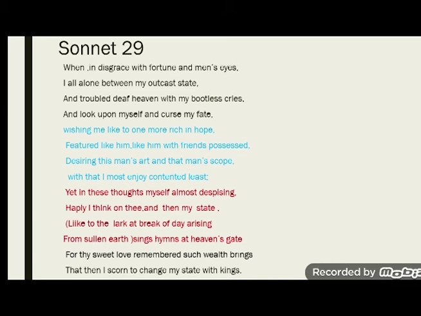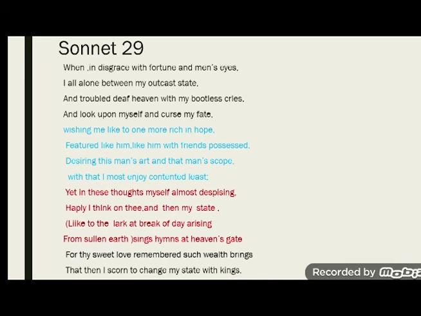It was very gloomy. I was in a very despicable situation. In such a situation, suddenly I started thinking of you, your memories. Then my condition changed all of a sudden. "Like to the lark at break of day arising, from sullen earth sings hymns at heaven's gate." Suddenly, your memory came like magic. It started making wonders. Like the lark, my mind became like a lark, the singing bird, the bird that sings at the early morning. My mind became like the lark.